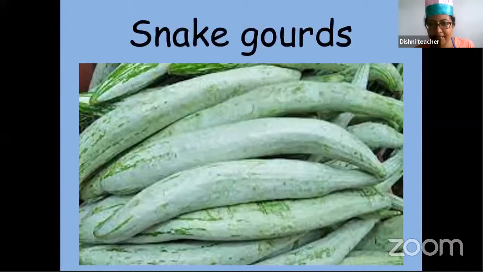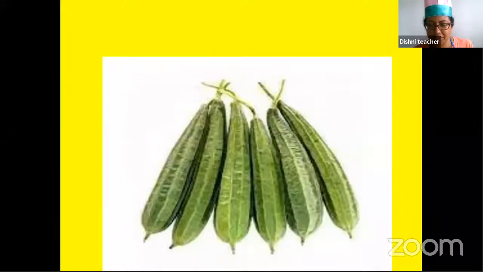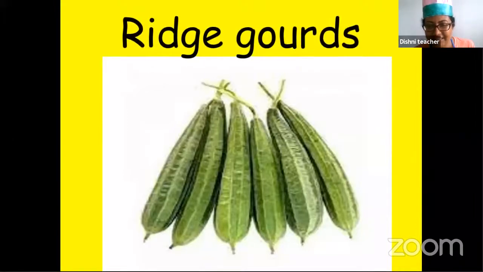Yes, well done. Snake gourds. Now we are moving to the next one. We are calling this... yes, what is it? Ridge gourd. Very good, excellent, well done. You are giving me the correct answer. Ridge gourd. Very good. Now I am moving to the next picture.